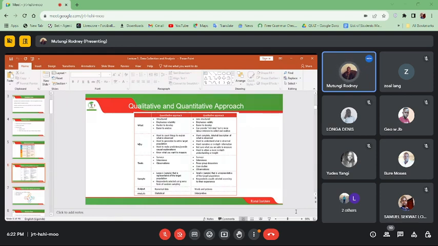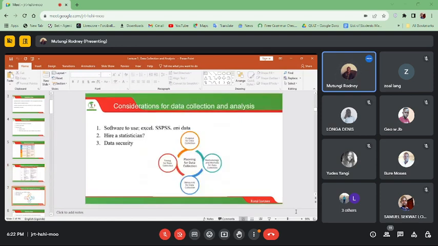Then the output: what do you expect after you've collected the data? In quantitative, you expect, of course, numbers and numeric data. But in qualitative, you expect words, text, pictures, audios. So that is basically it. And even the analysis is a bit different, as we are going to see.